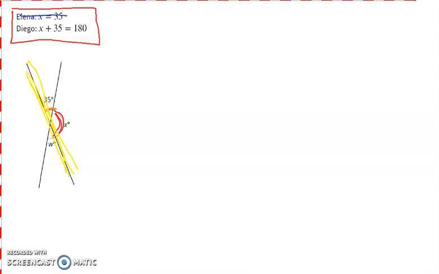And indeed, when you do put them together, 35 and x make a straight line. So let's go ahead and use Diego's equation to solve for the value of x. So we have x plus 35 is equal to 180. Now this is what we call a one-step equation because we can do one algebraic operation, one addition or one subtraction or one multiplication or one division to find our answer. There is only one thing we have to do, one step we have to take. That is why it is a one-step equation.